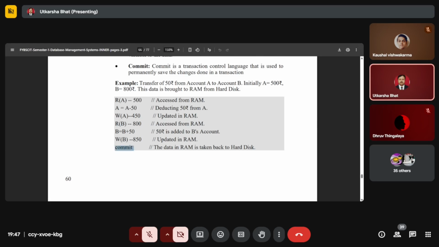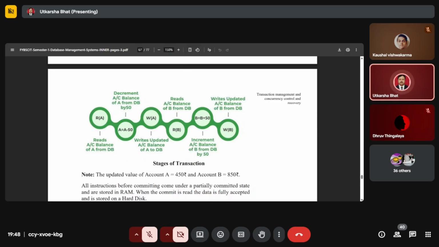Small comment. The data in RAM is taken back to hard disk. स्टोरेज ऑफ ट्रांजेक्शन एक डायग्राम बताया, वही हमें जो स्टेप लिखे थे वही यहाँ पे प्रेजेंट किया है। आर ए रीड्स अकाउंट बैलेंस ऑफ ए फ्रॉम डेटाबेस। A equals A minus 50, decrement the account balance of A from database by 50. Write updated account balance back to the DB.